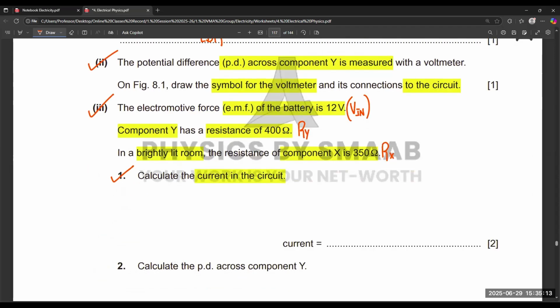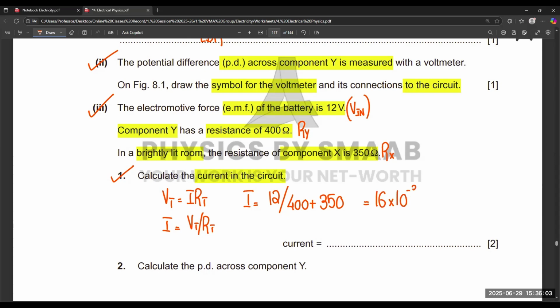You can apply different formulas to find the current in the circuit, just like we discussed. So we can use the formula total voltage equals electric current times total resistance, because current remains the same in a series combination. So the total voltage is 12, total resistance 400 plus 350, or we can write 16 milliampere, right? So this is the value of electric current that remains the same throughout the circuit.